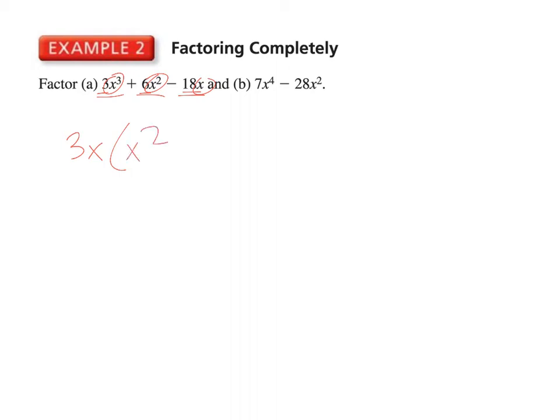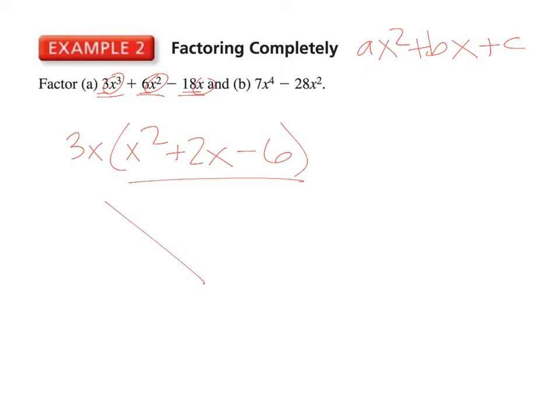X squared plus 2x minus 6. Okay, now here I have a quadratic trinomial of this form, where a equals 1. Okay, so I'm going to use the big X method.